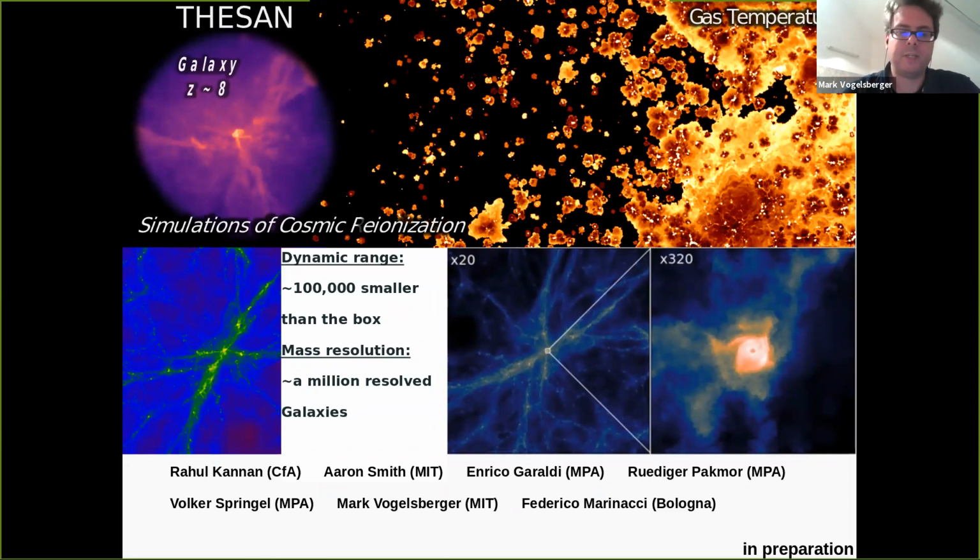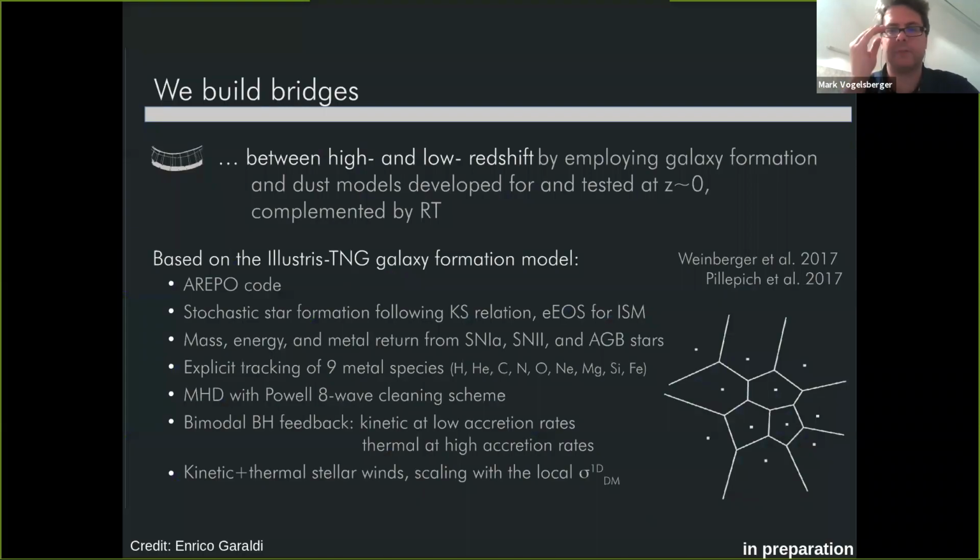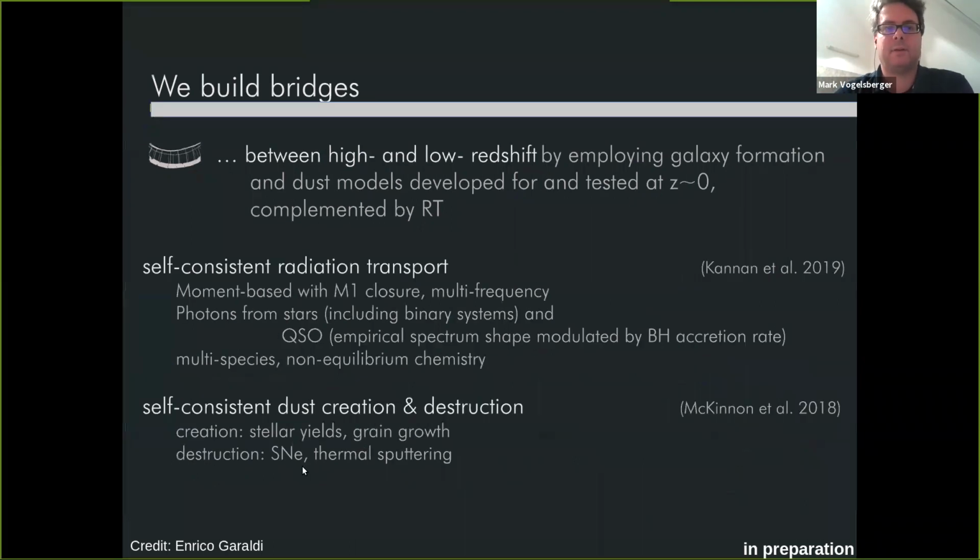In these simulations, this is just a summary of what goes into that. As I said, it's based on Illustris TNG, so it's using AREPO and all these other things. But on top of that, it also has this efficient radiative transfer scheme where we inject photons from stars, including modeling of binary systems, but also QSOs. We do this multi-species non-equilibrium chemistry. All this has been developed by Raoul over the last couple of years.